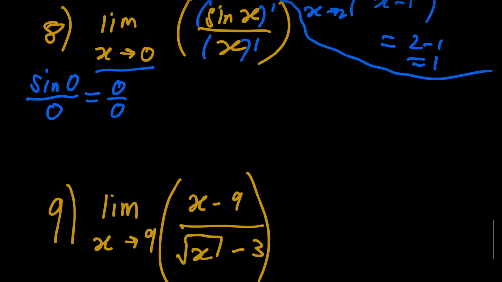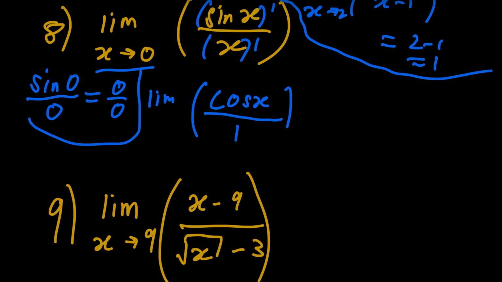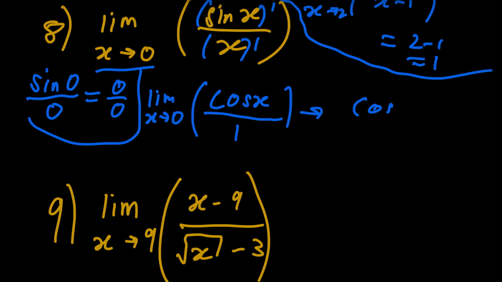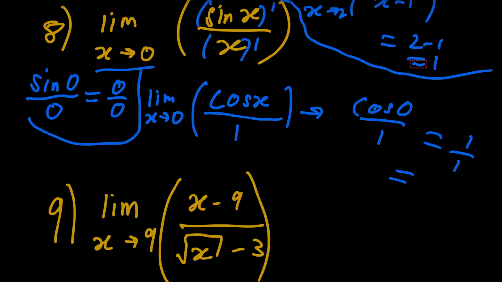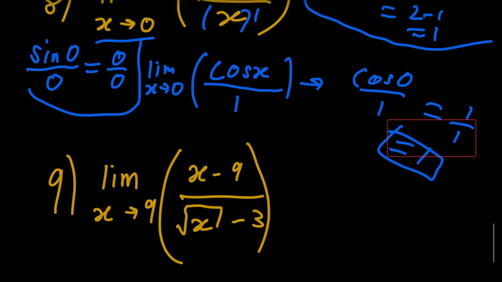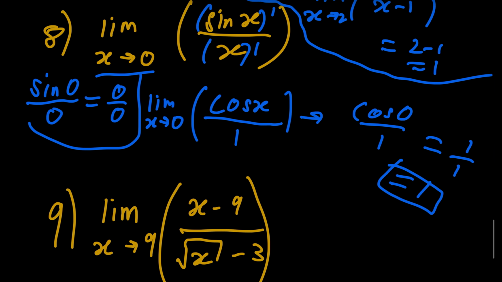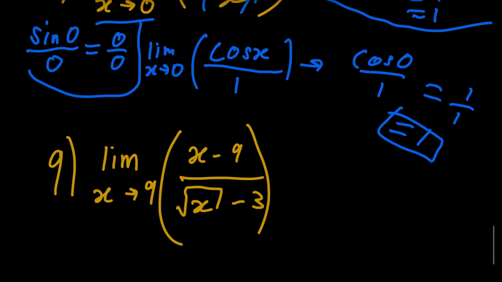So let's try that. Let's take the derivative of sine x. The derivative of sine x is cosine x. The derivative of x is 1. And then we take the limit. So let's make that the limit as x approaches 0 of cosine x divided by 1. If we simplify this, we get cosine 0 over 1, which is 1 over 1. And this is a defined value, so that means it is 1. Okay, so remember L'Hopital's rule, because it's quite useful.